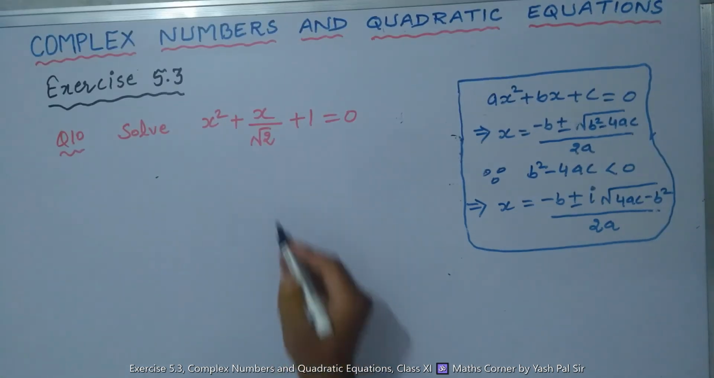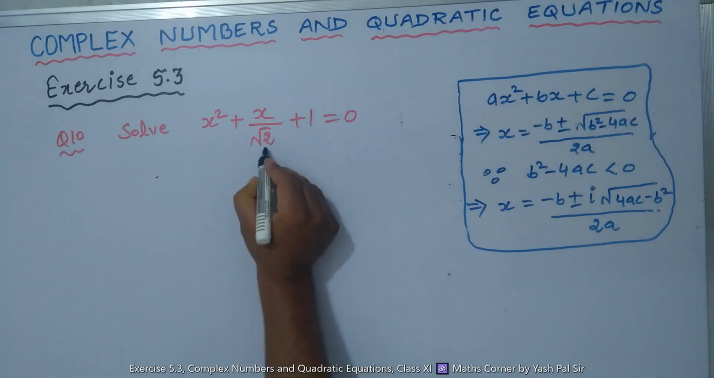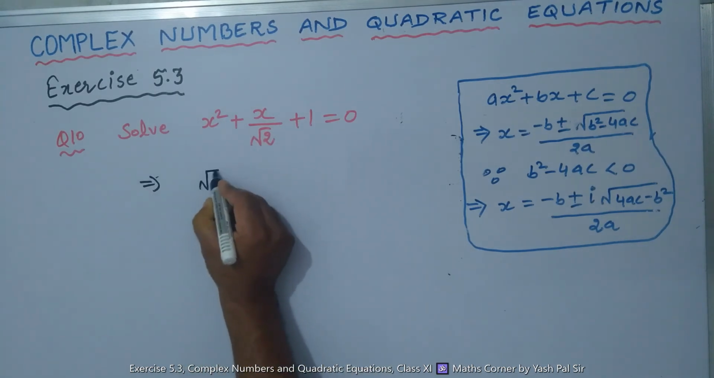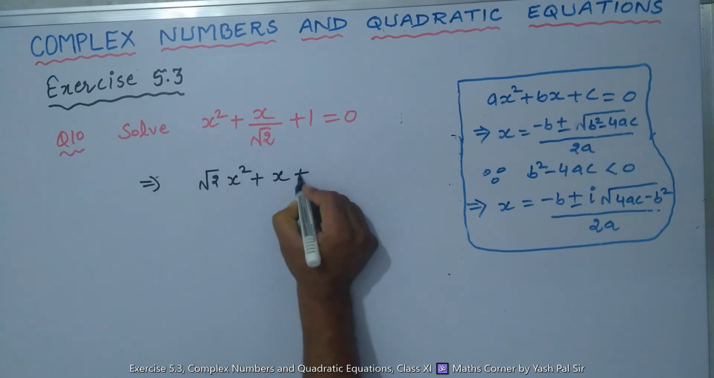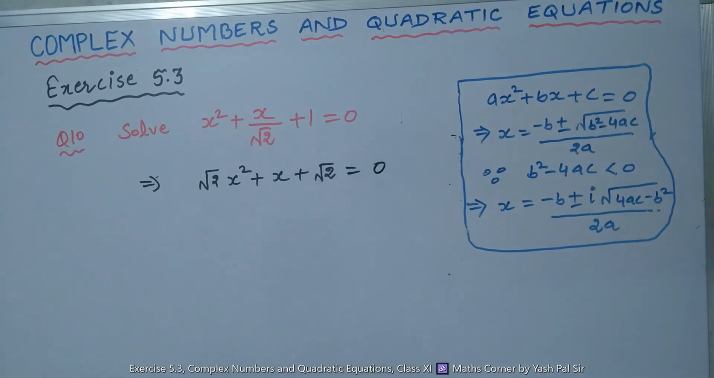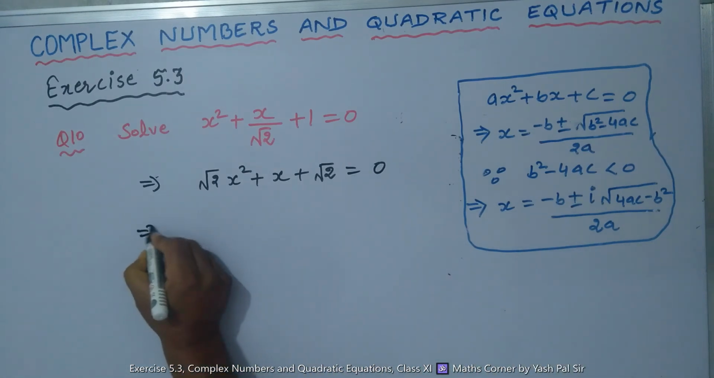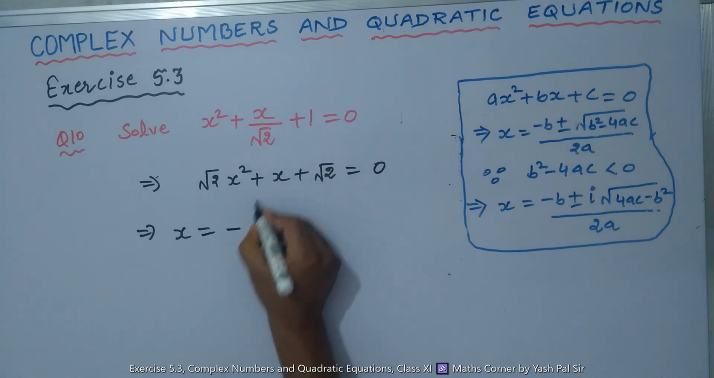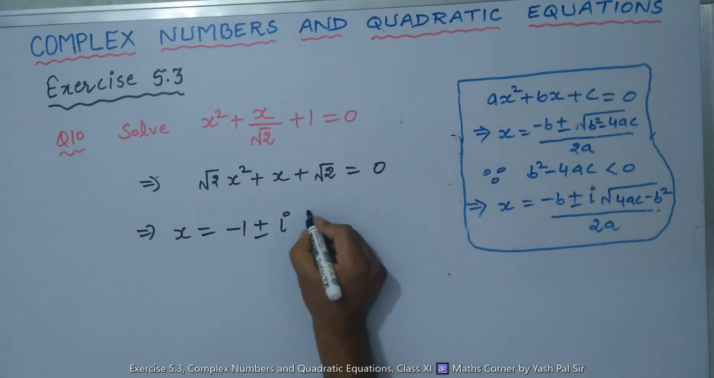Question number 10 is also a very simple question. Again we multiply it throughout by square root 2. So this equation becomes square root of 2 x square plus x plus square root of 2 is equal to 0.